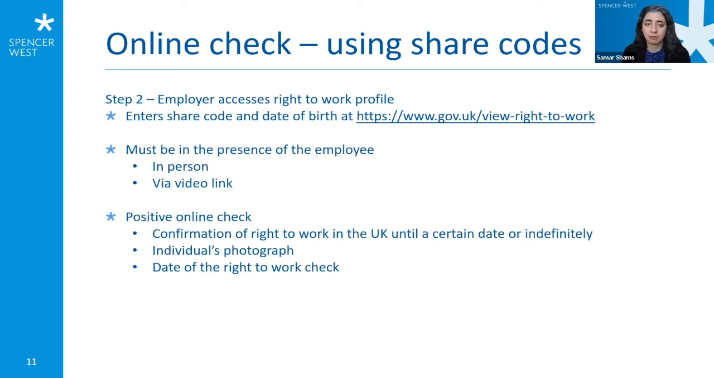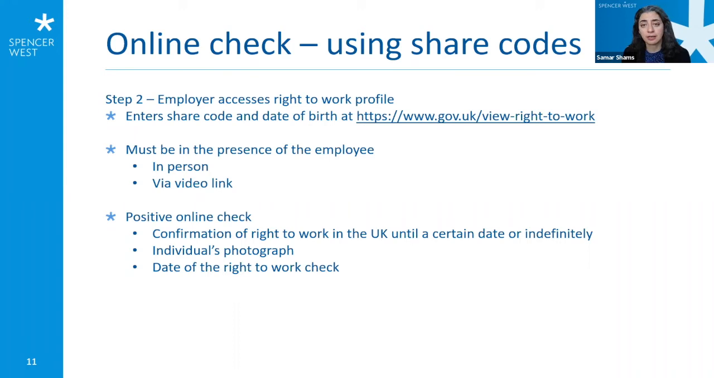The Home Office is happy for you to look at the online profile information and look at the person via video link to verify that it's them and that they have the right to work, okay? So what you will see if the online check is a positive online check indicating the right to work is a confirmation that they have the right to work in the UK and the end date for that permission, if there is an end date, or it will say that they have the right to work in the UK indefinitely, okay? It will also have a photograph of the individual.